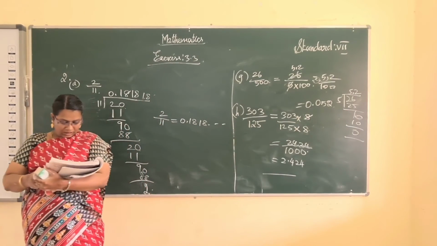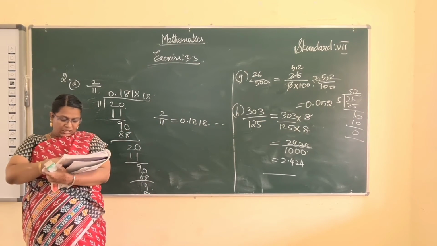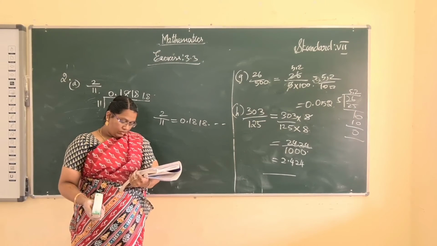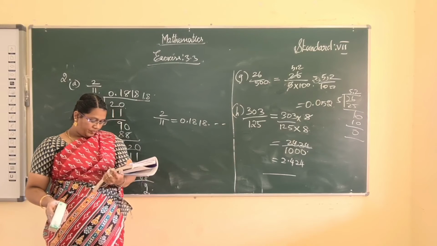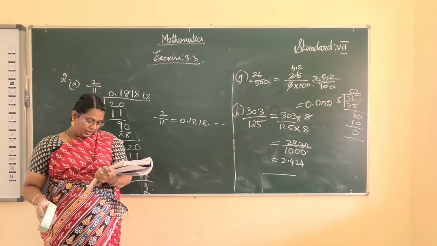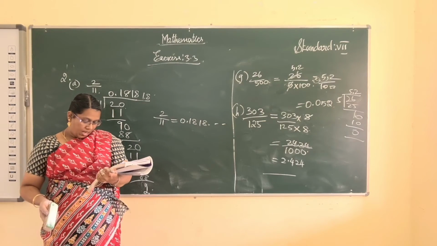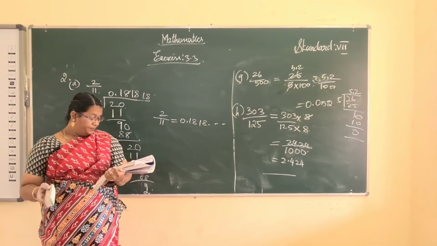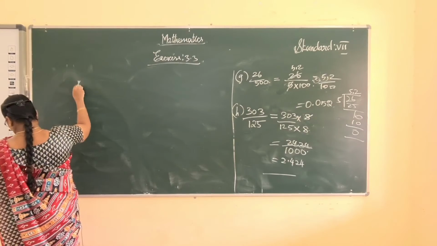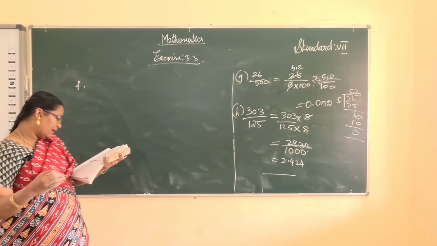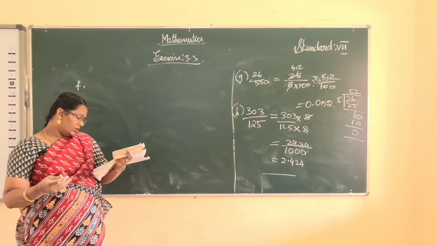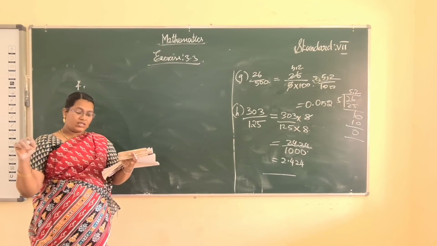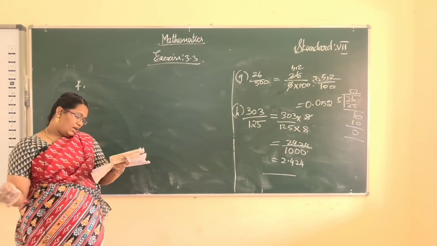Then, convert the following decimals into rational numbers. The third one is also fully homework. And the fourth one: which of the following decimals can be expressed as rational numbers? Which are they? The first one, 0.66666, is a rational number.